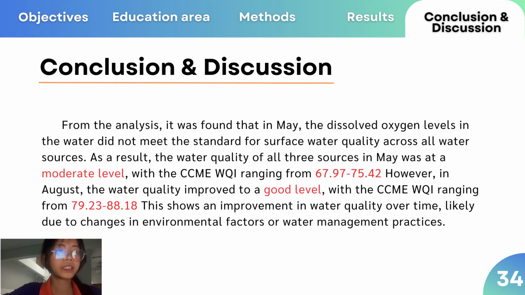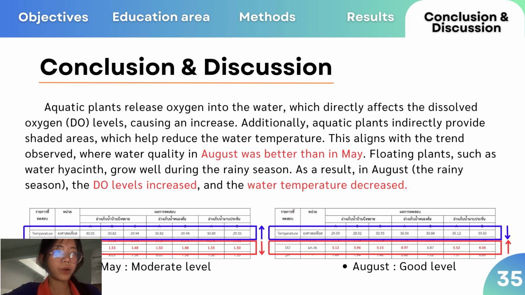Aquatic plants release oxygen into the water, which directly affects the dissolved oxygen level, causing it to increase. Additionally, aquatic plants provide shaded areas, which help reduce the water temperature. This aligns with the trend observed where water quality in August was better than in May. Floating plants such as water hyacinths grow well during the rainy season. As a result, in August, which is the rainy season, the DO level increased and the water temperature decreased.